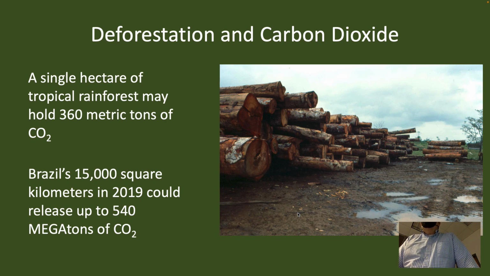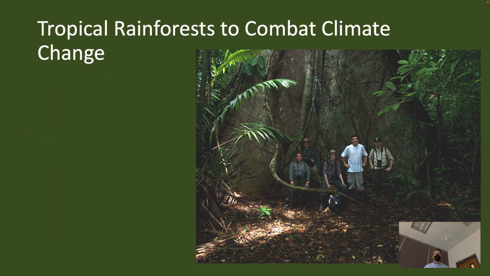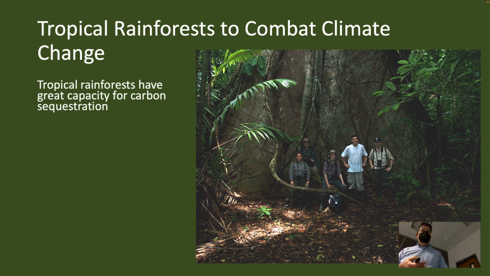We want to be on the other side of that equation. We want to be pulling carbon dioxide out of the atmosphere. All right? So as we think about using tropical rainforests, we should be thinking in the opposite direction. We want to regrow tropical rainforests because they can sequester carbon.